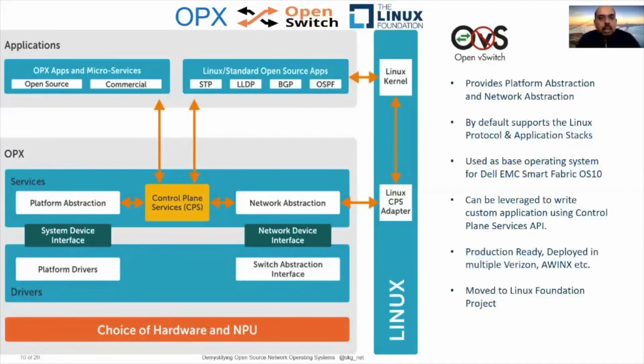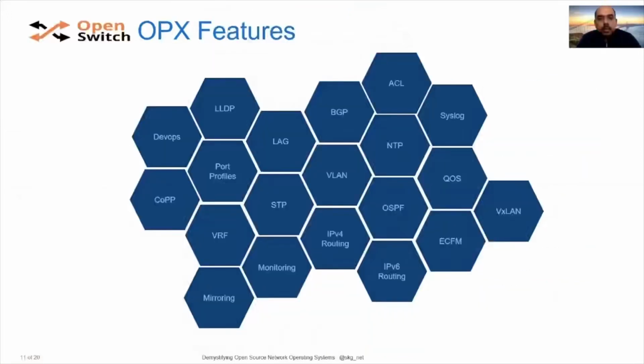I have seen a load balancer and security application built on top of OPX. It is used as the base operating system for the commercially available Dell EMC SmartFabric OS10. What it means is we have used OPX as a base OS, and on top of that, we have put our closed source enterprise grade application. It is already in production at various data centers like Verizon. These are the features supported in OPX. I'm not going to go through them. As you can see, it supports all the protocols required for building a leaf-spine fabric data center.